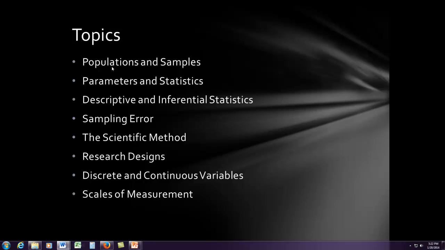Then we'll move on to the scientific method, which is just the basic process of how do we go from observing something to collecting data and testing a hypothesis. Then we'll talk a little bit about research designs, so the correlation, experimental, and quasi-experimental methods, which are just different ways to collect data. Each have their own strengths and weaknesses. And then I will discuss discrete and continuous variables and then the different scales of measurement.